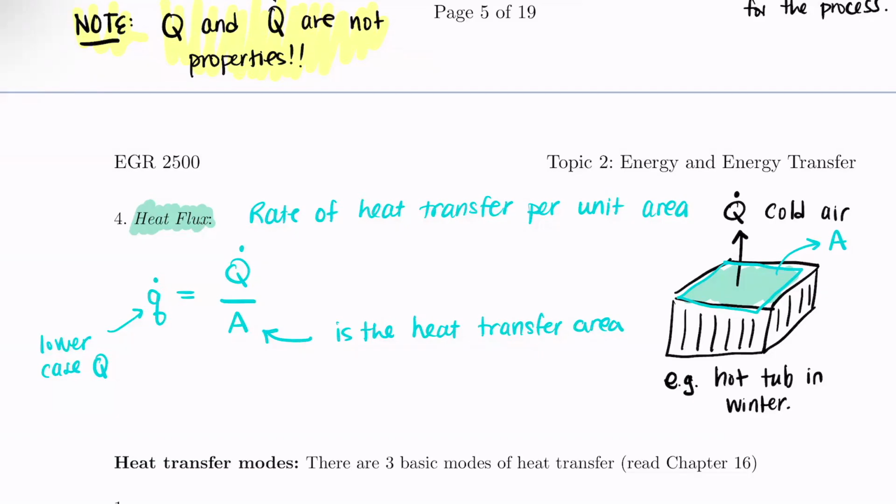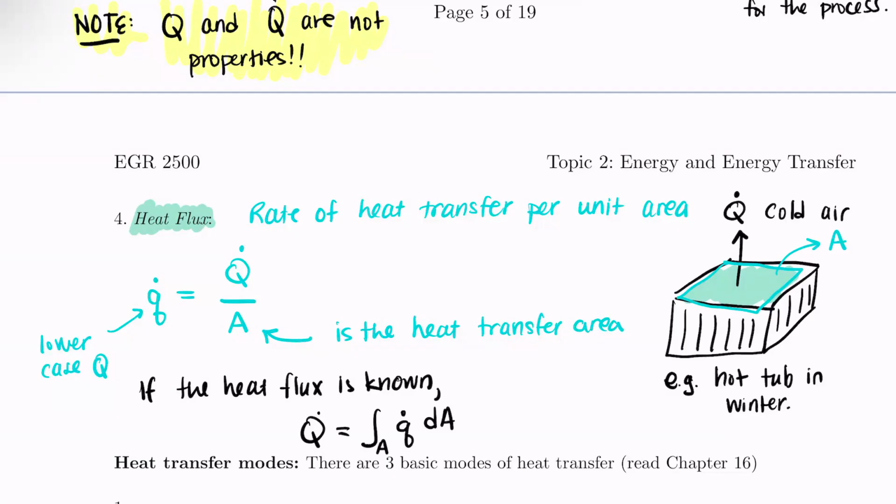All right, if the heat flux is known, so if we know lowercase q dot, then we can calculate capital Q dot by integrating over the area heat flux times dA. Okay. Any questions on that terminology?